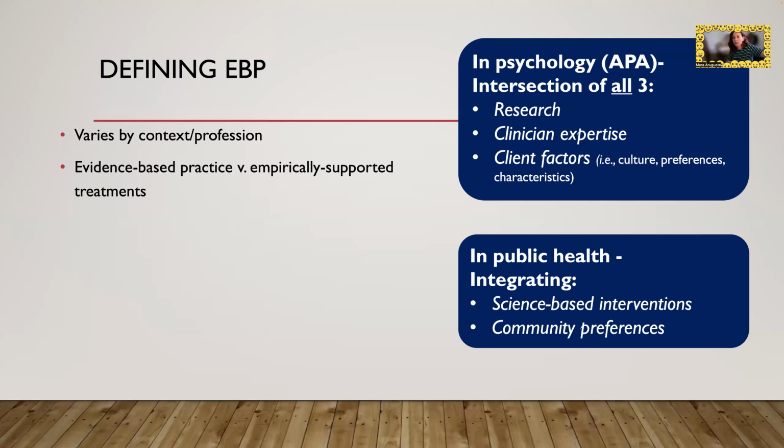And so the APA, or American Psychological Association, basically said, we're going to use all three of these, and this is what we're going to call evidence-based practice. But remember, empirically supported research is only one part of that. In public health, they want to do the research, the science-based interventions, in addition to looking at community preferences.